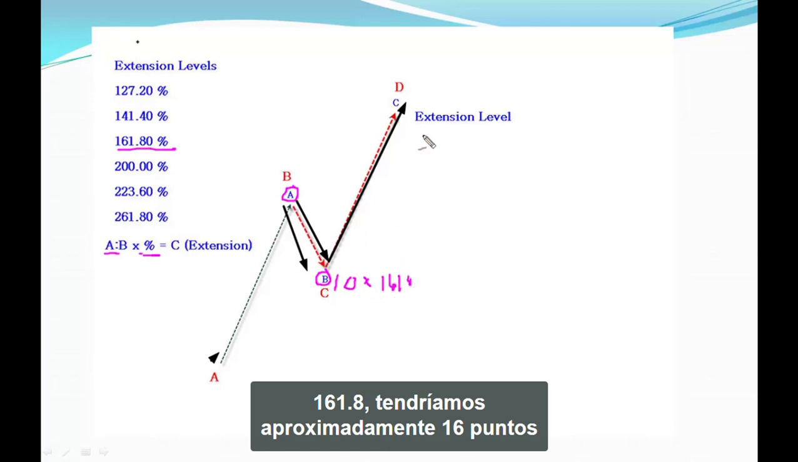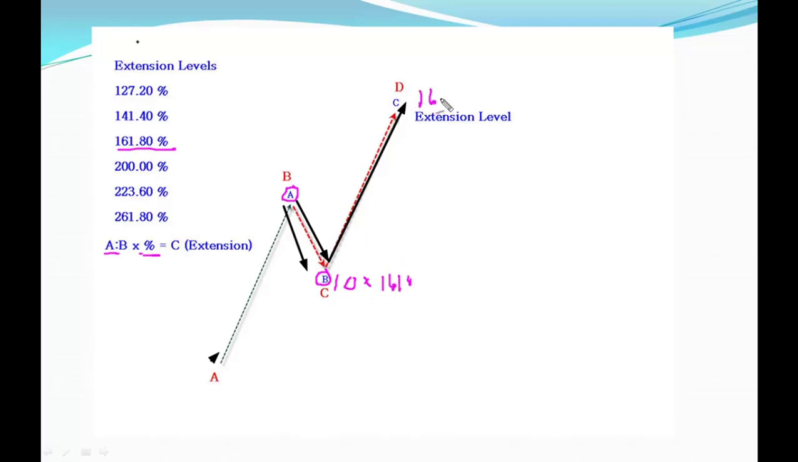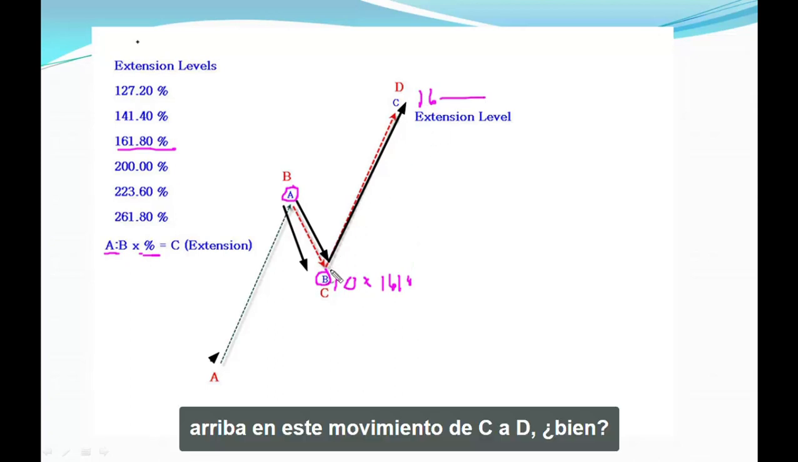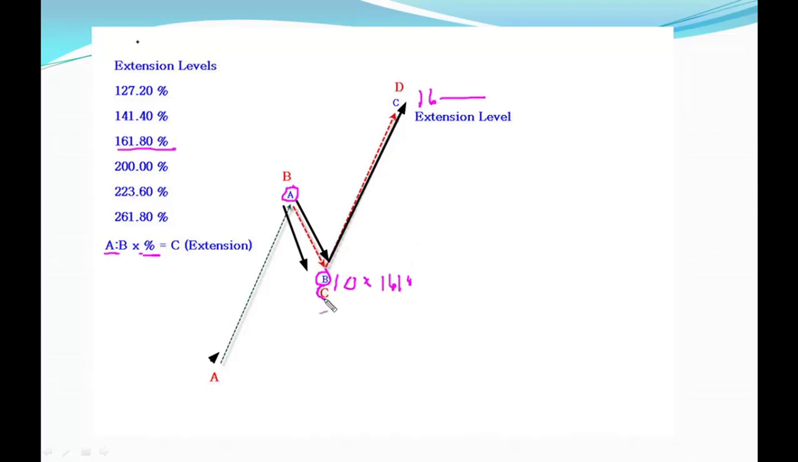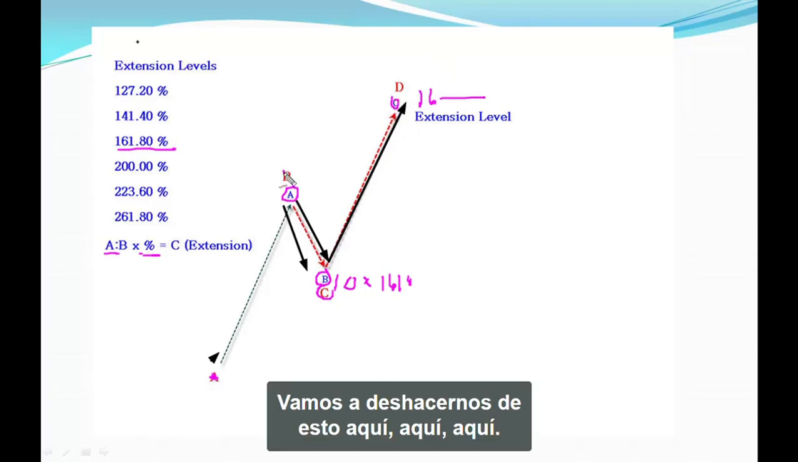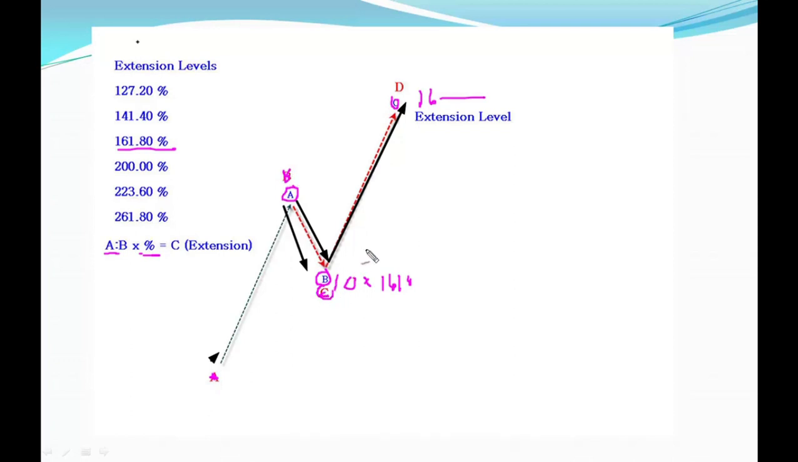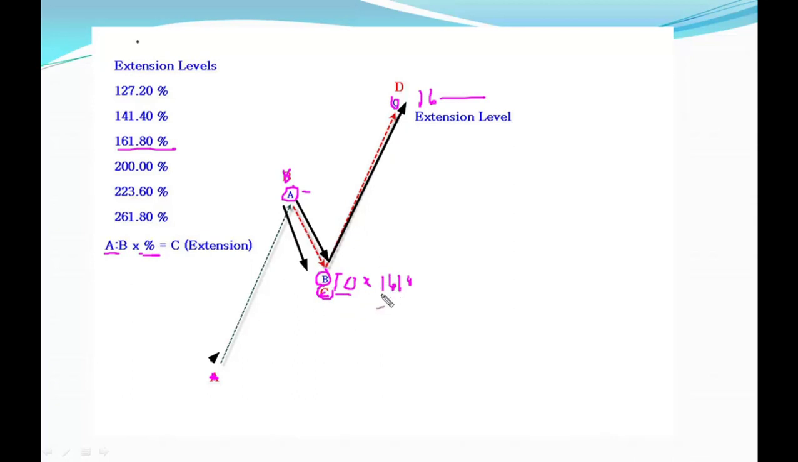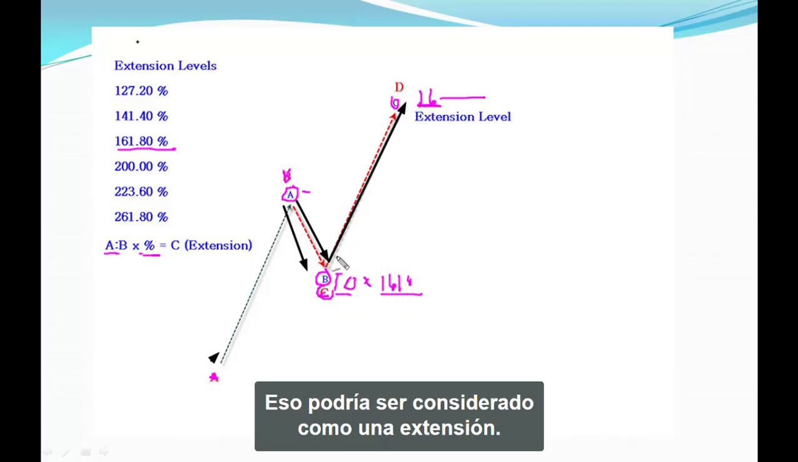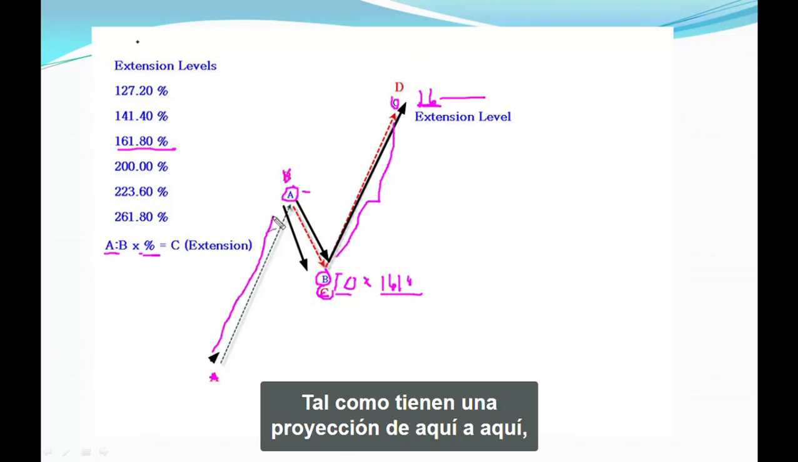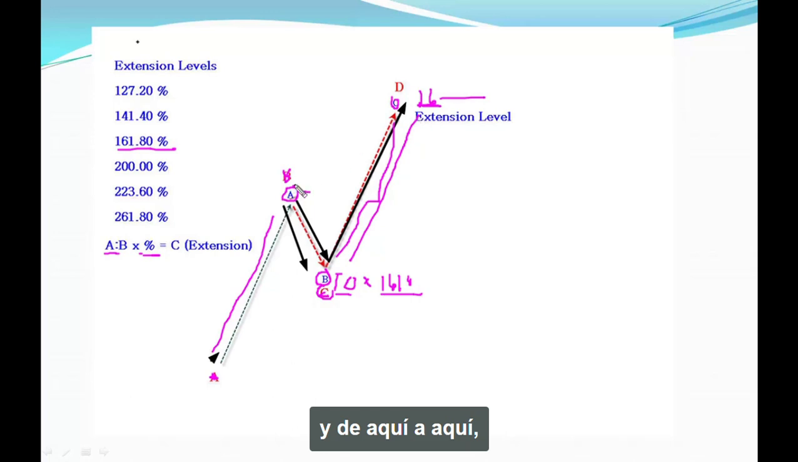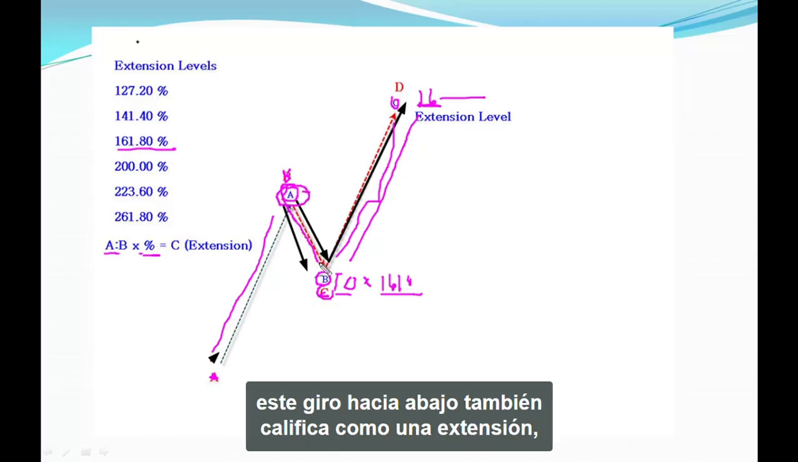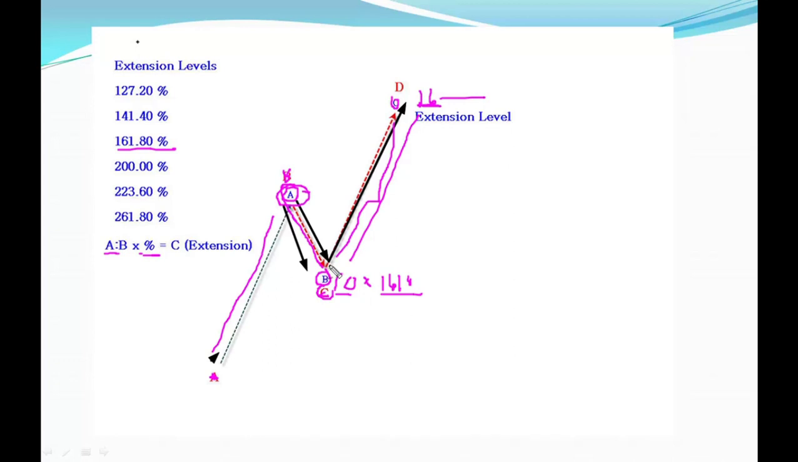You would look at roughly 16 points up on this move from C to D. All right? Or C, I'm sorry. Let's get rid of this. Here, here, here. So A to B is 10 points times 1.618, which is 16 points. That would be considered an extension. So just like you have a projection from here to here and from here to here, this swing down also qualifies and is an extension.